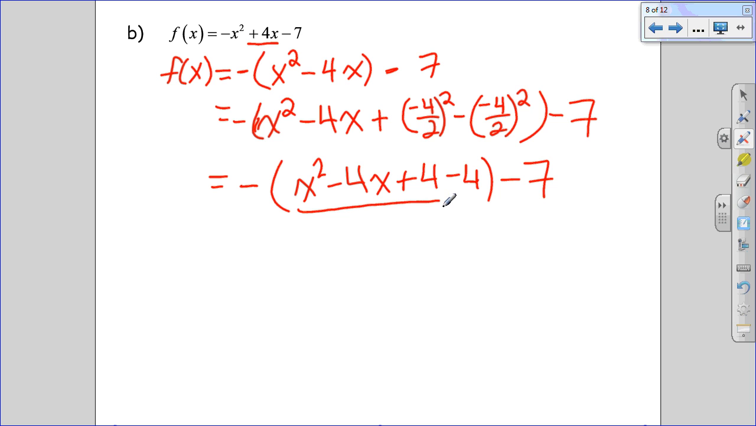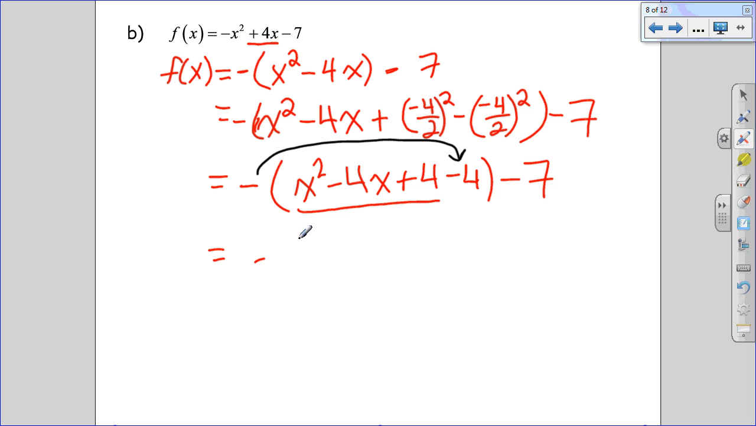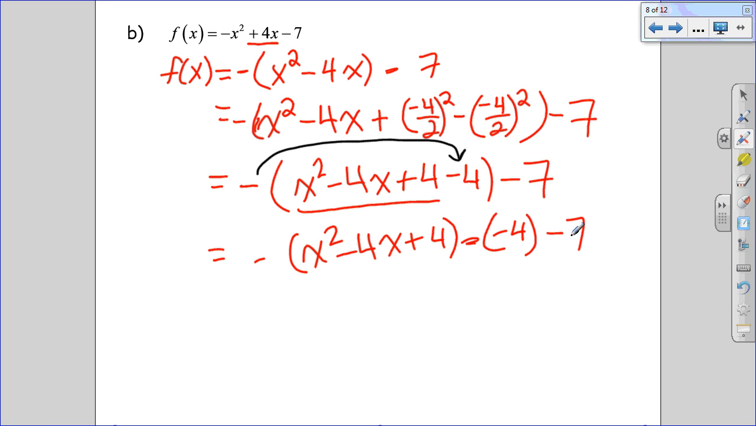If I look, these three terms form a perfect square, but inside the brackets, I've got that -4. So I have to use my good friend the distributive property and take that -4 out of the brackets. So this equation becomes negative, x squared minus 4x plus 4. And I take the negative in front and multiply it with the -4 and subtract 7. And again, I've forced a perfect square in these brackets. It will always be a perfect square.